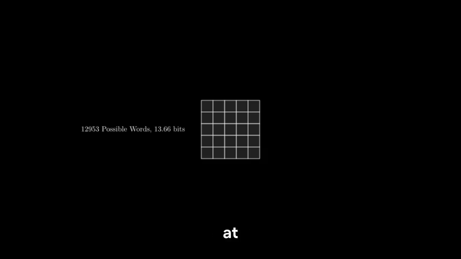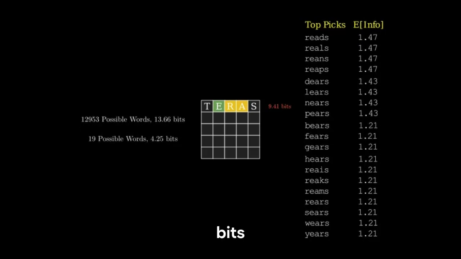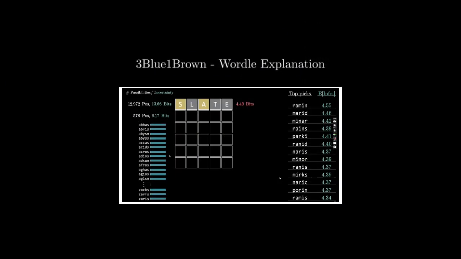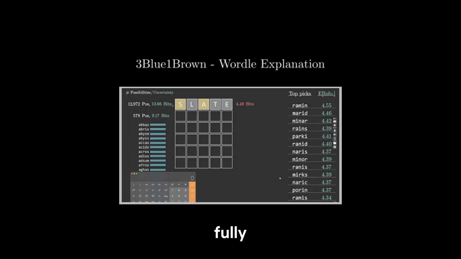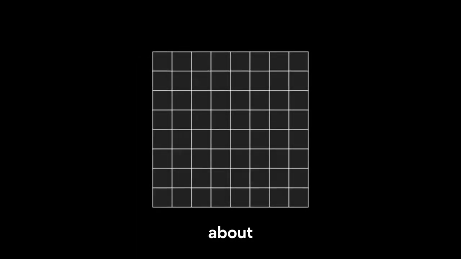Let's take a look at another example. The word "terrace" has an expected information of 6.08 bits, but when we put it in, it shows us a pattern which is worth 9.41 bits of information, leaving 19 next possible words. Those next 19 possible words now have their own expected information, and we just have to keep guessing the highest expected to get to the answer faster. 3Blue1Brown actually covered this topic in their video, which you can fully listen to in their YouTube channel for more context about the Wordle logic.